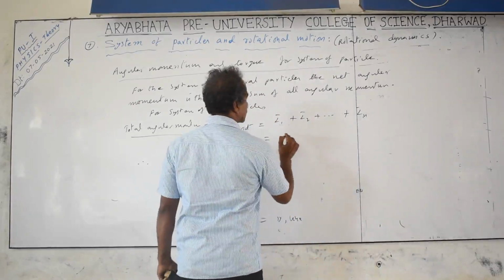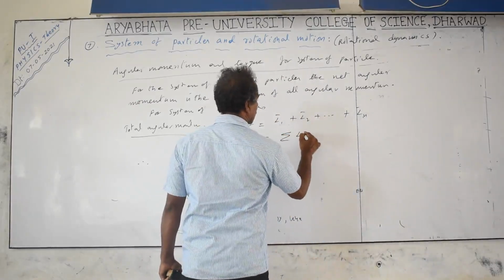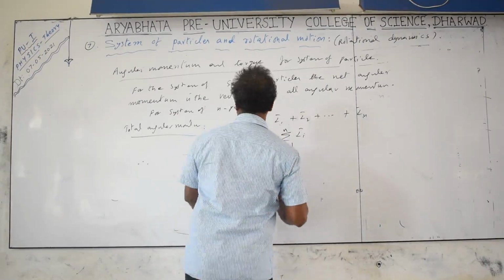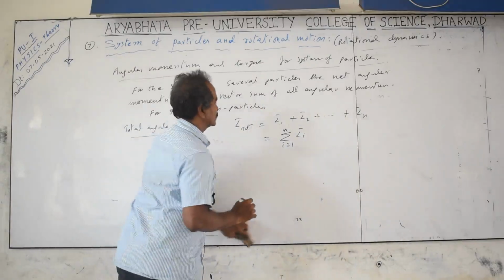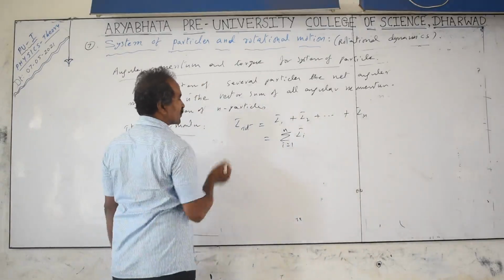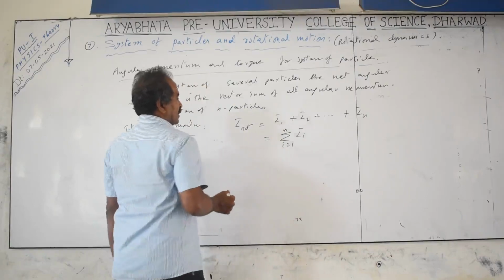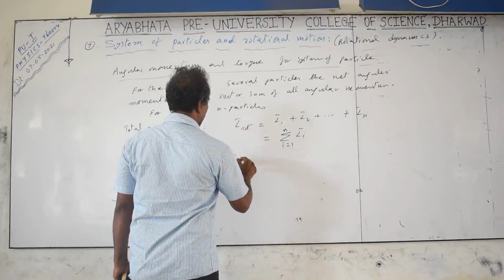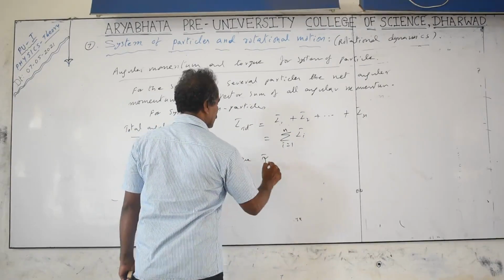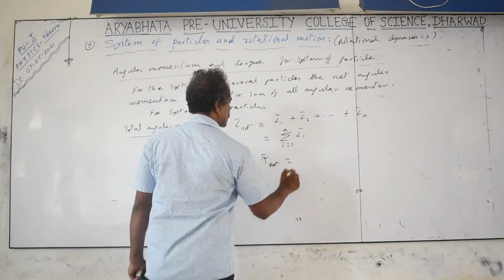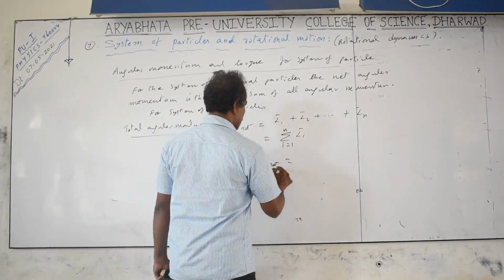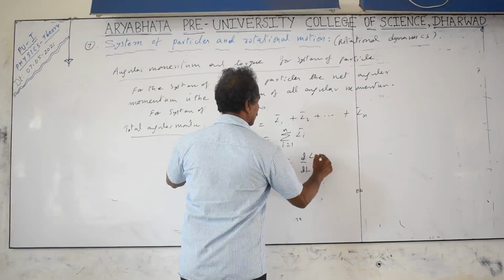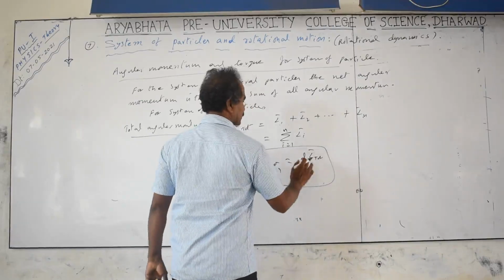It can be written as sigma L_i bar, i equals 1 to n. If I take each particle, and the total torque, tau bar external, is equal to d by dt of L total. This is a relation.